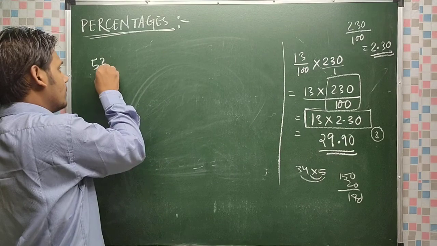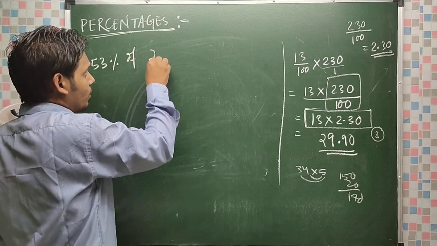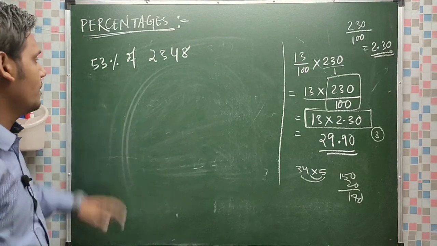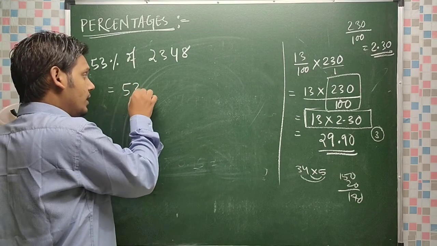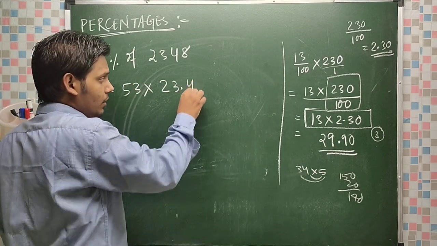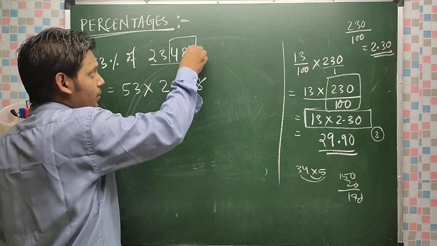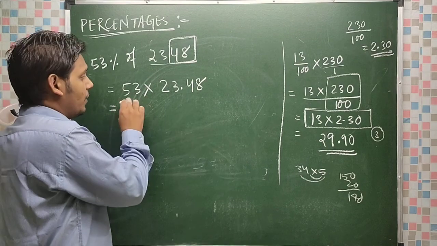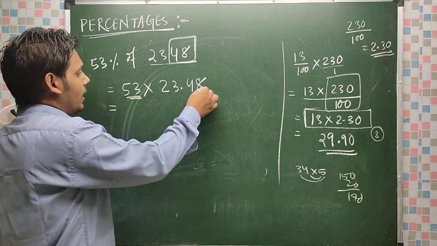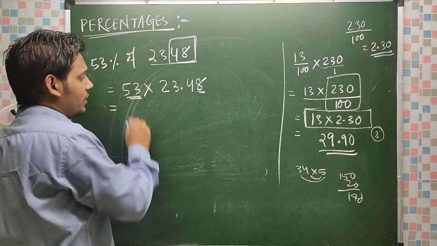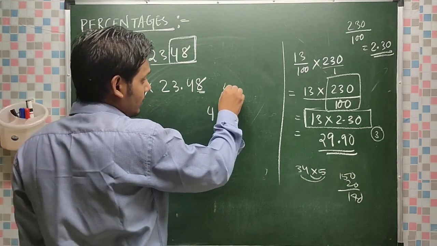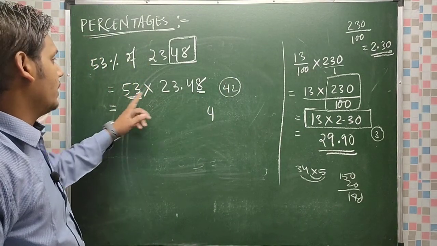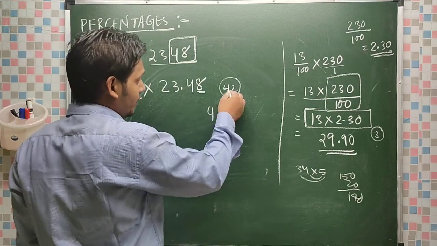Suppose 53% of 2348, a 4-digit number. The process will remain the same. What you have to do is 53 into 23.48. Remember there are 4 digits, so 2 digits you keep after the decimal, always the last 2 digits. Now multiply with 53. 53 into 8: 8 times 3 is 24, 8 times 5 is 40, 400, 424. That means 42 remains.